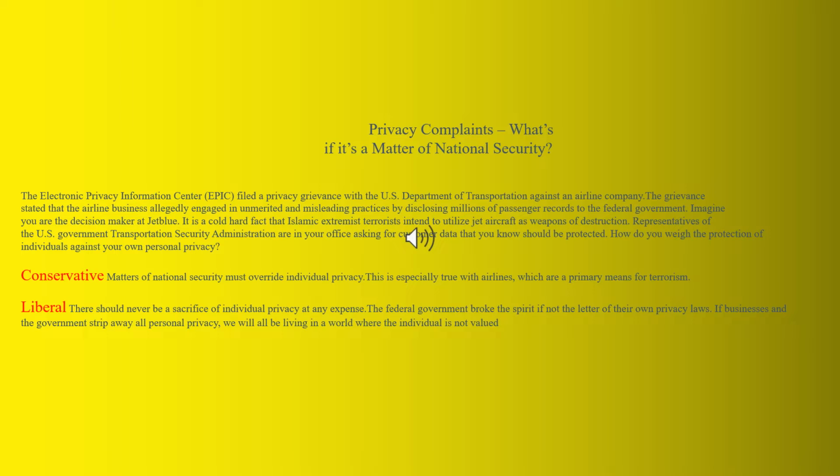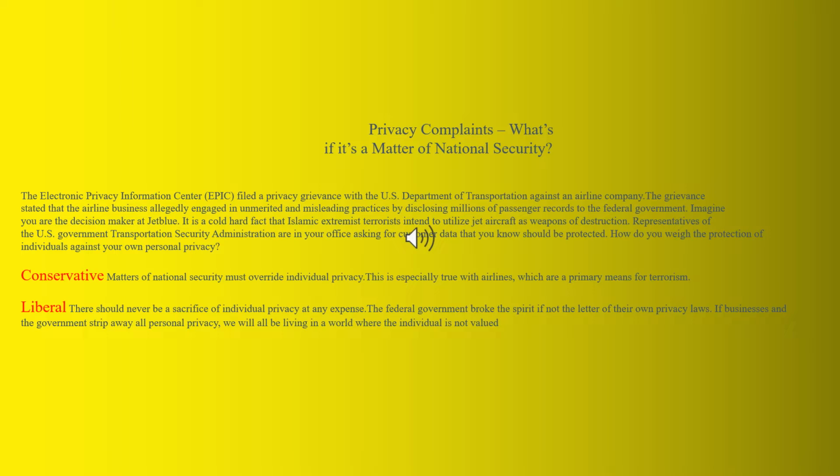Privacy complaints. What if it is a matter of national security? The Electronic Privacy Information Center, or EPIC, filed a privacy grievance with the U.S. Department of Transportation against an airline company. The grievance stated that the airline business allegedly engaged in unmerited and misleading practices by disclosing millions of passengers' records to the federal government.